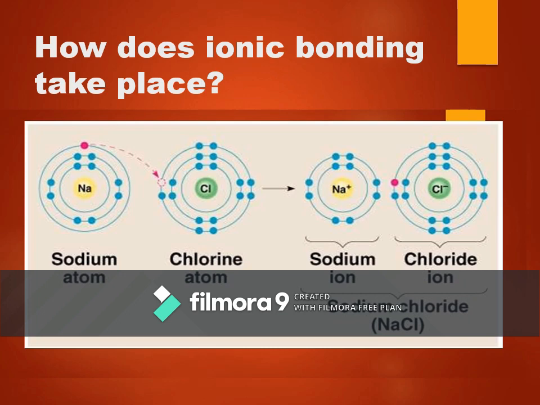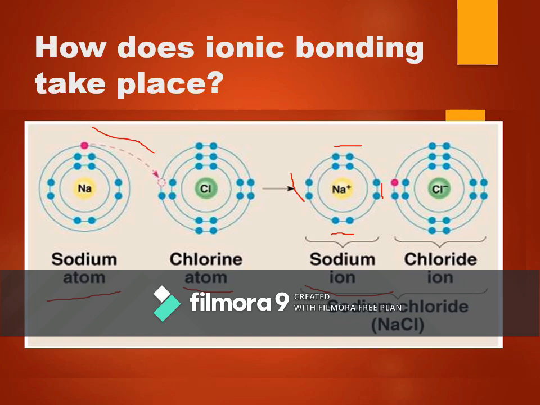How does ionic bonding take place? A sodium atom donates a valence electron to chlorine atom to form a sodium ion. So the sodium ion becomes stable by having 8 valence electrons to satisfy the octet rule. As you can see in the illustration, there are 2, 4, 6, 8 valence electrons.